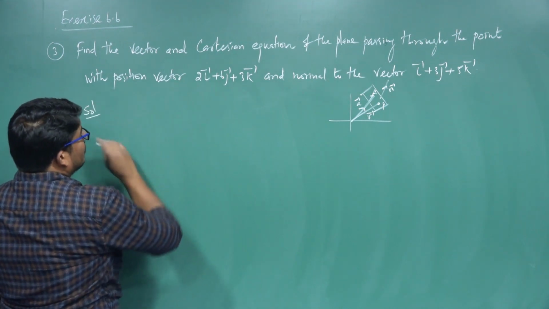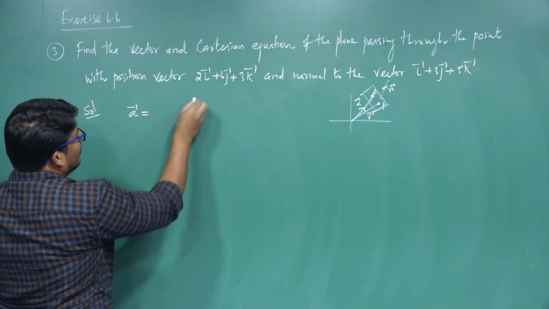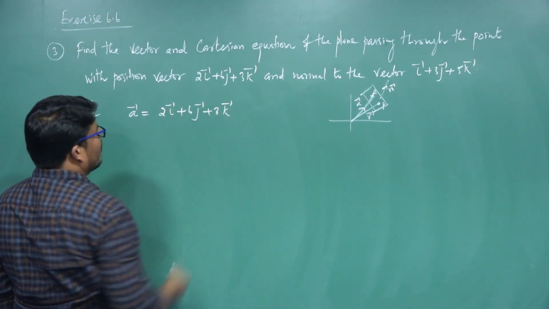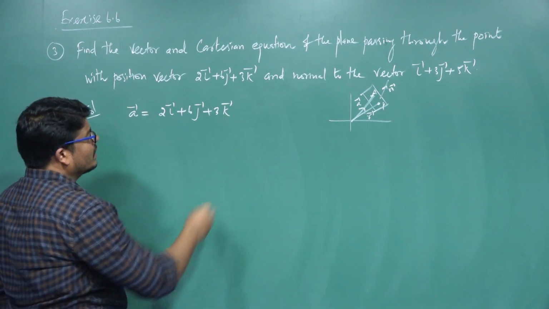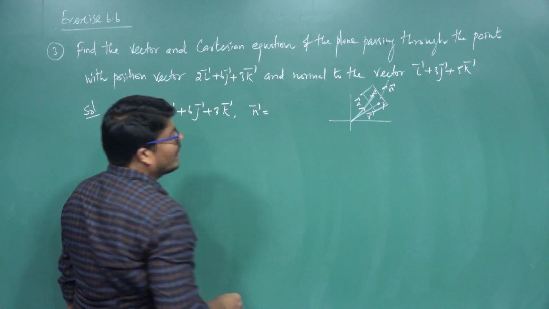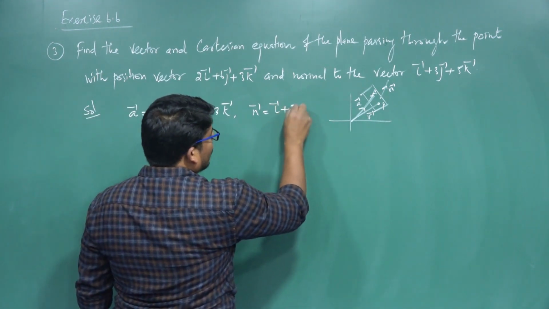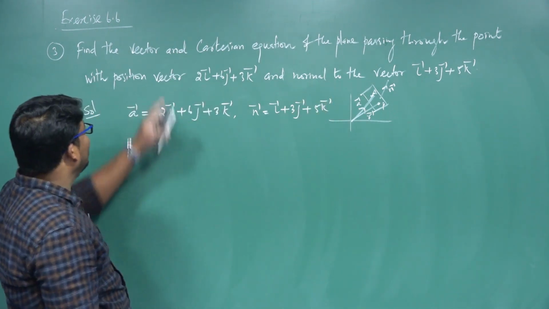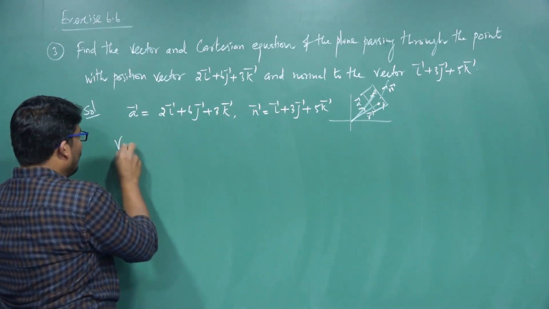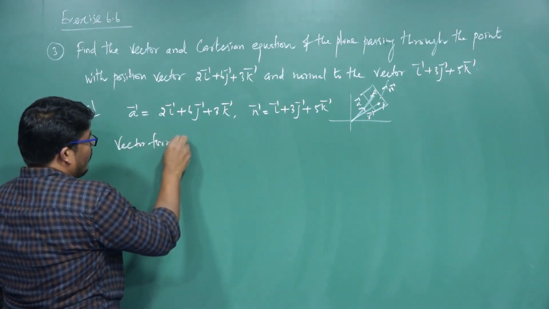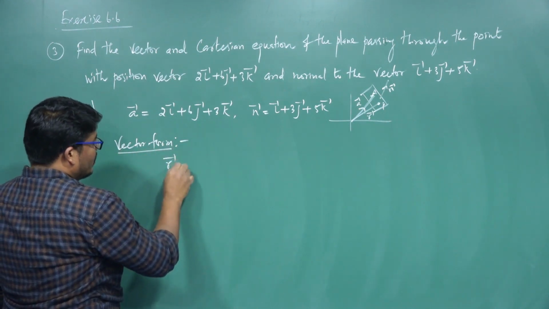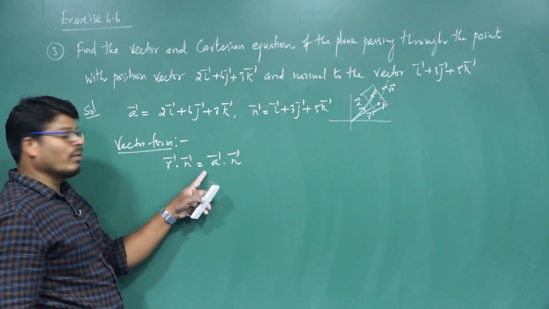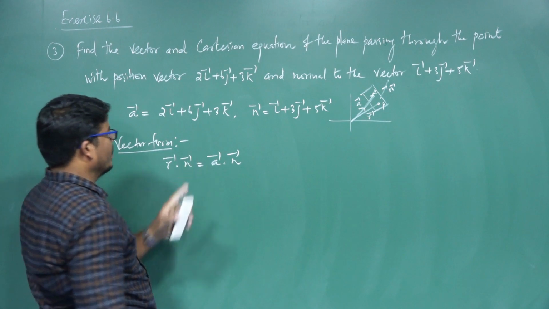Here the point a vector is the position vector a vector equal to 2i vector plus 6j vector plus 3k vector, and the normal vector n vector is i vector plus 3j vector plus 5k vector. Now find the vector form. Vector form: r vector dot n vector equal to a vector dot n vector is the vector equation.